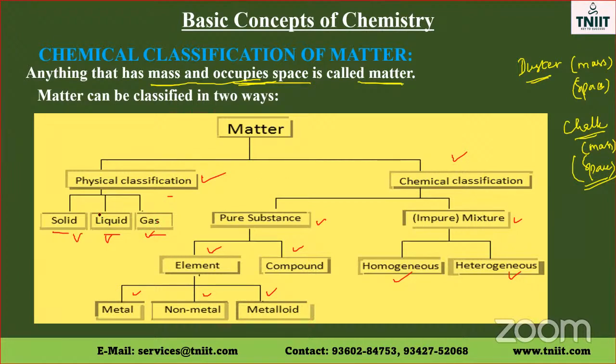Now, again, this chemical classification is further classified into two: pure substances and impure substances. Pure substances are classified as elements and compounds. These elements are classified as metals, non-metals, and metalloids. We'll have to learn what is an element, what is a compound, what is a metal, non-metal, metalloid, with definitions and examples. Now, the impure mixtures are classified as homogeneous as well as heterogeneous mixtures.